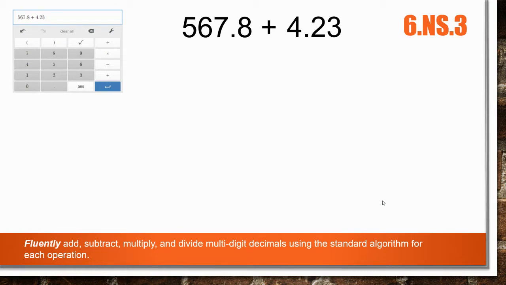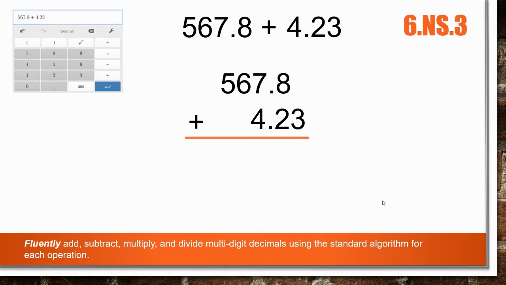I have here 567 and 8/10 plus 4 and 23/100. Well, let's look at this problem vertically. If I'm adding or subtracting, I have to line up my decimals so that my place values are in the same place. So ones are matched with ones, tenths are matched with tenths. That's the reason for lining up the decimals.